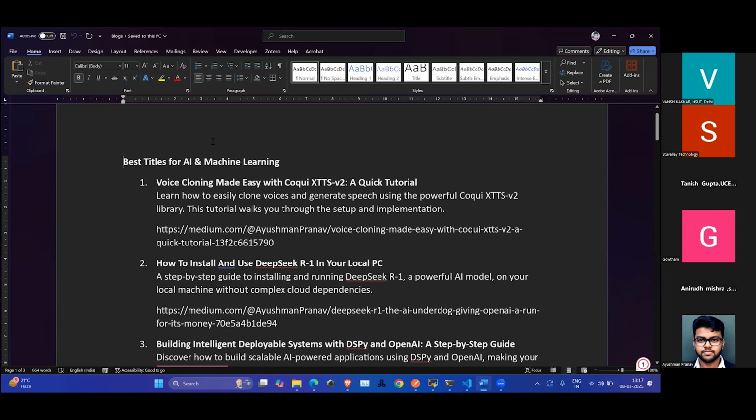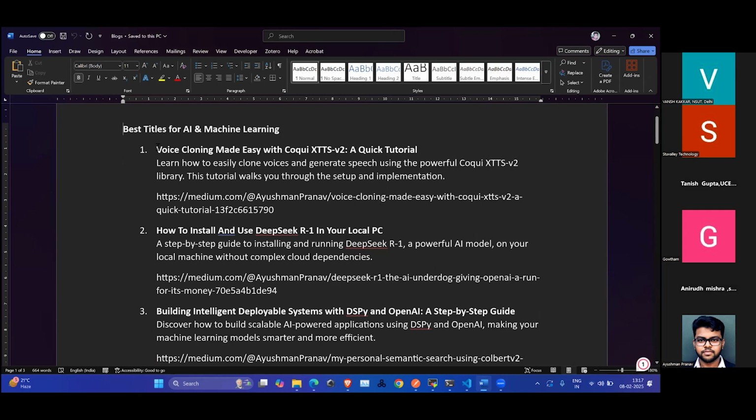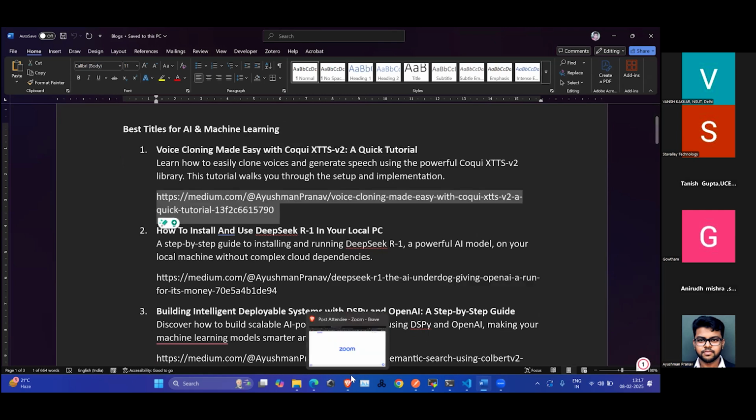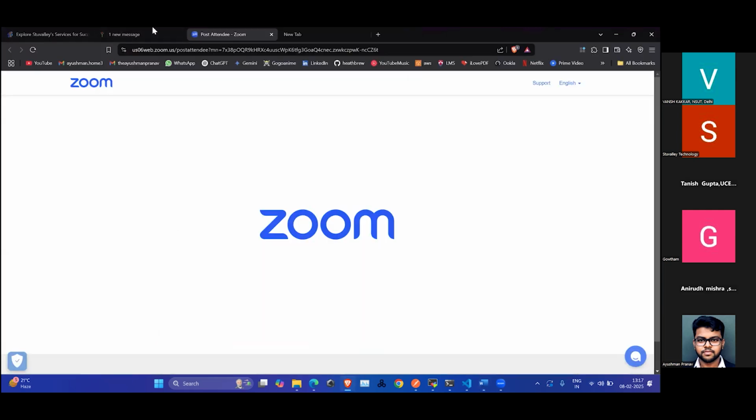So there are a bunch of ways you can proceed with, like where you put in your blogs at Medium. It could be about generative AI and other stuff. For example, these are the articles that we have written about voice cloning. I'll just open up that link itself. I'll show you some of them, not all of them.